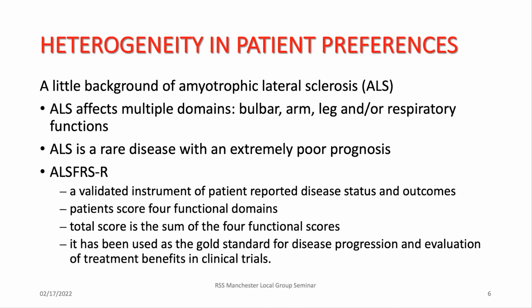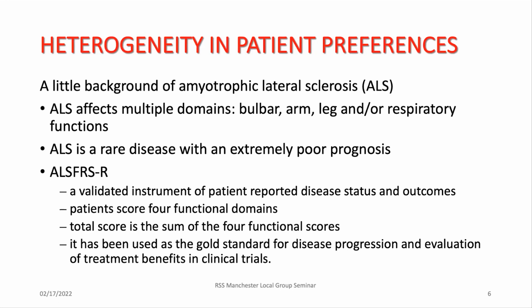So here I give a little background about ALS, which is a neuron disease of the motor neurons. ALS is a very rare disease, but it has an extremely poor prognosis. I think the majority of patients die within 3 to 5 years after the diagnosis. And ALS affects multiple domains, including bulbar, arm, leg, and respiratory functions.